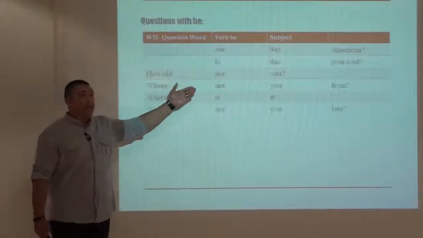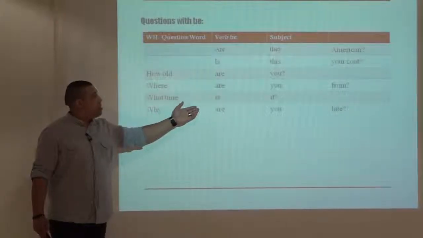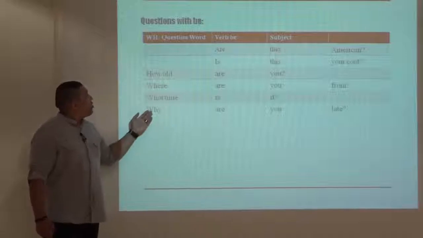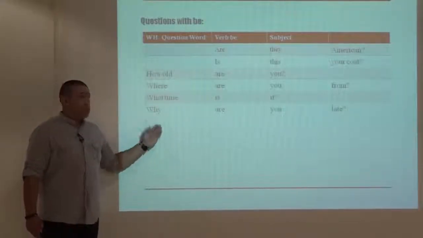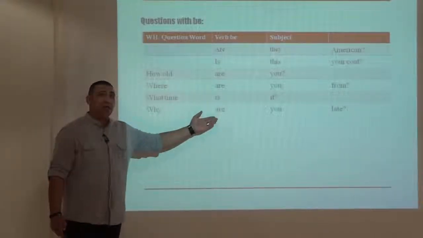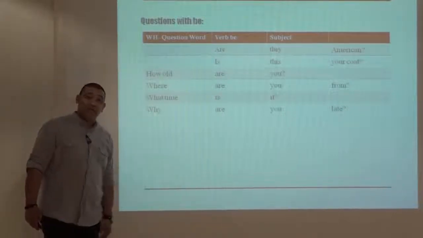Or where are you from? Or what time is it? Why are you late? So when we use WH questions, we give information to the next person. For example, why are you here? Because we are recording English lessons.